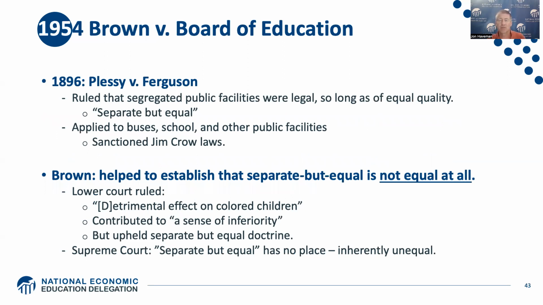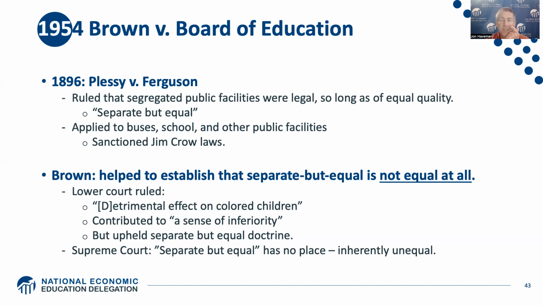Discrimination: Plessy versus Ferguson. If we go back to 1896, this was the ruling that sanctioned the Jim Crow laws that said separate but equal is just fine. We have no problem with segregated public facilities. They're legal so long as they're of equal quality. Right. Well, I think we all know that they probably weren't of equal quality.